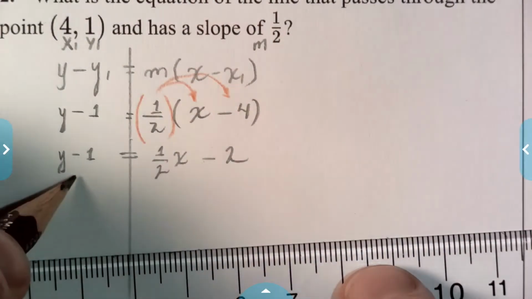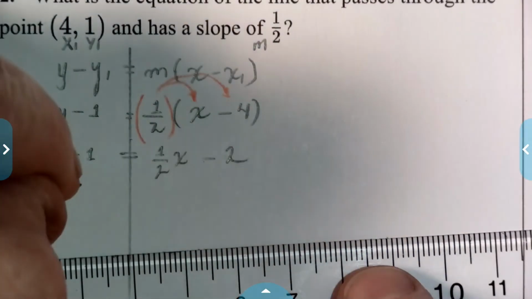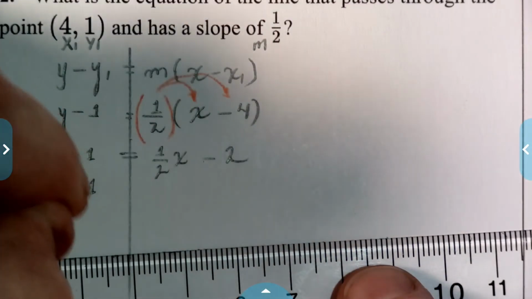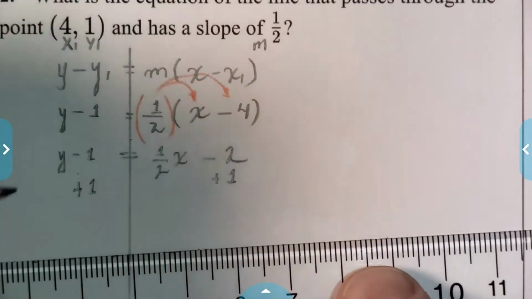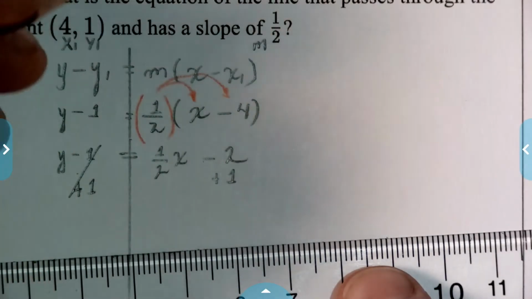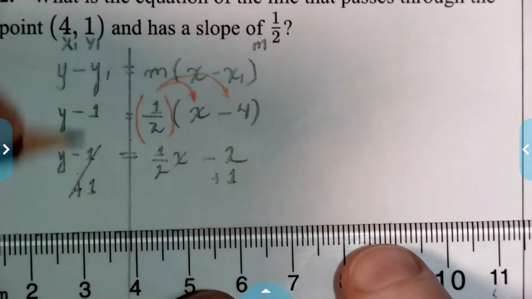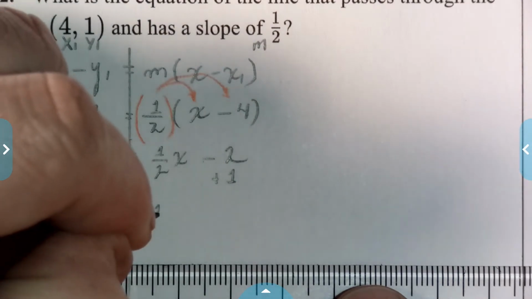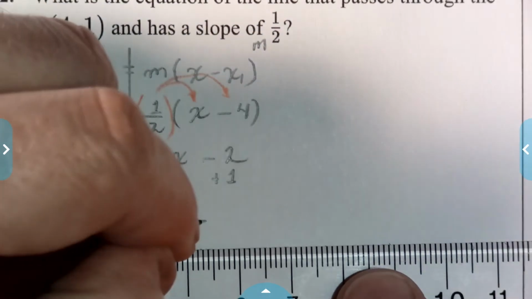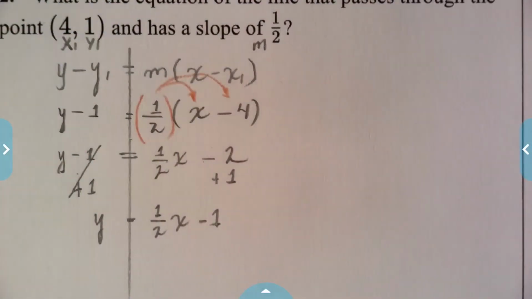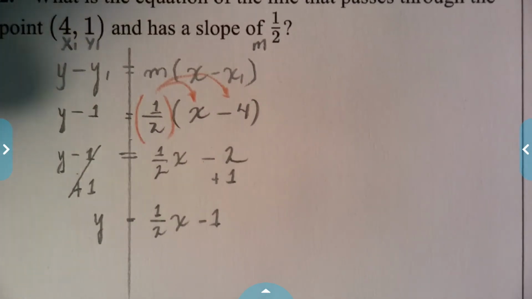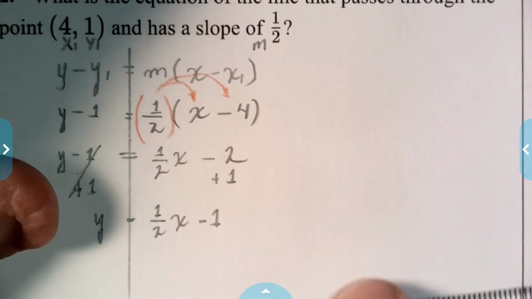Okay, one final step, plus 1 on both sides to get rid of this 1 over here. Now when you're adding 1 to a negative number, like -2, you're actually subtracting, right? So now it's -1. So y equals 1/2 x minus 1. So we've got the y-intercept at -1 and a 1/2 growth rate.